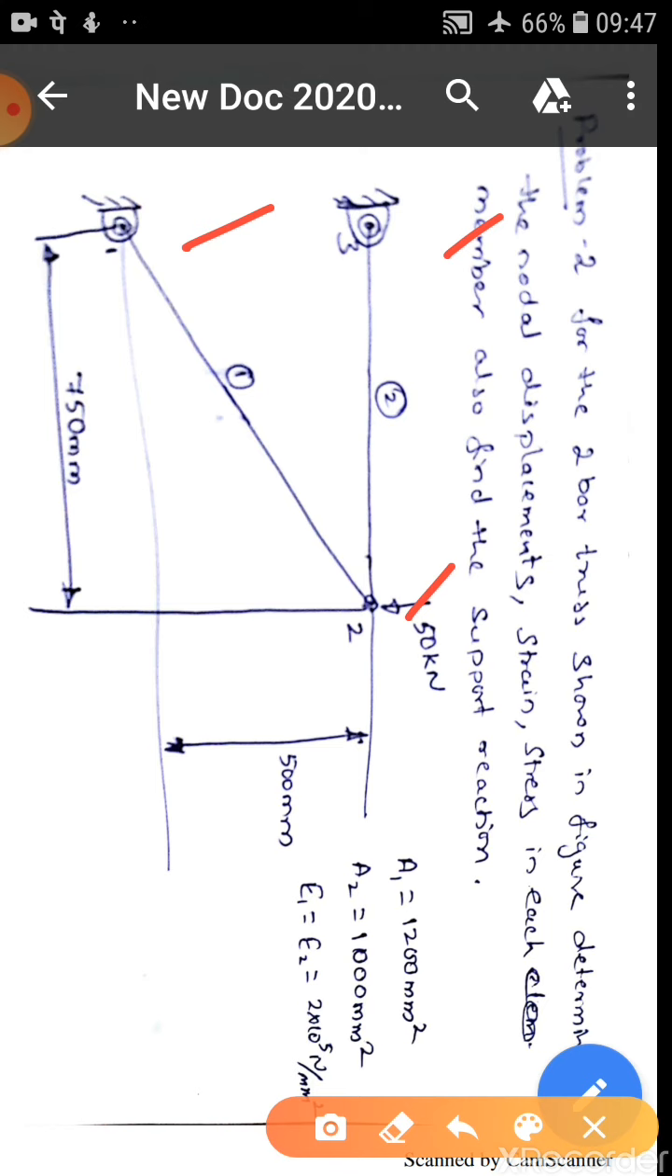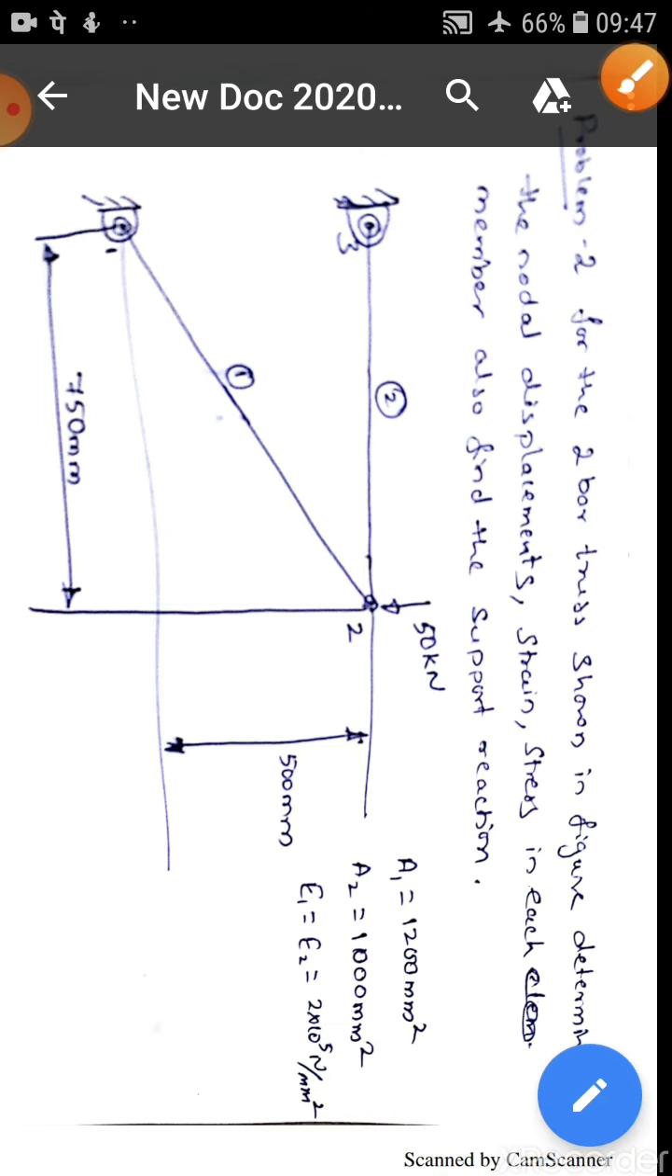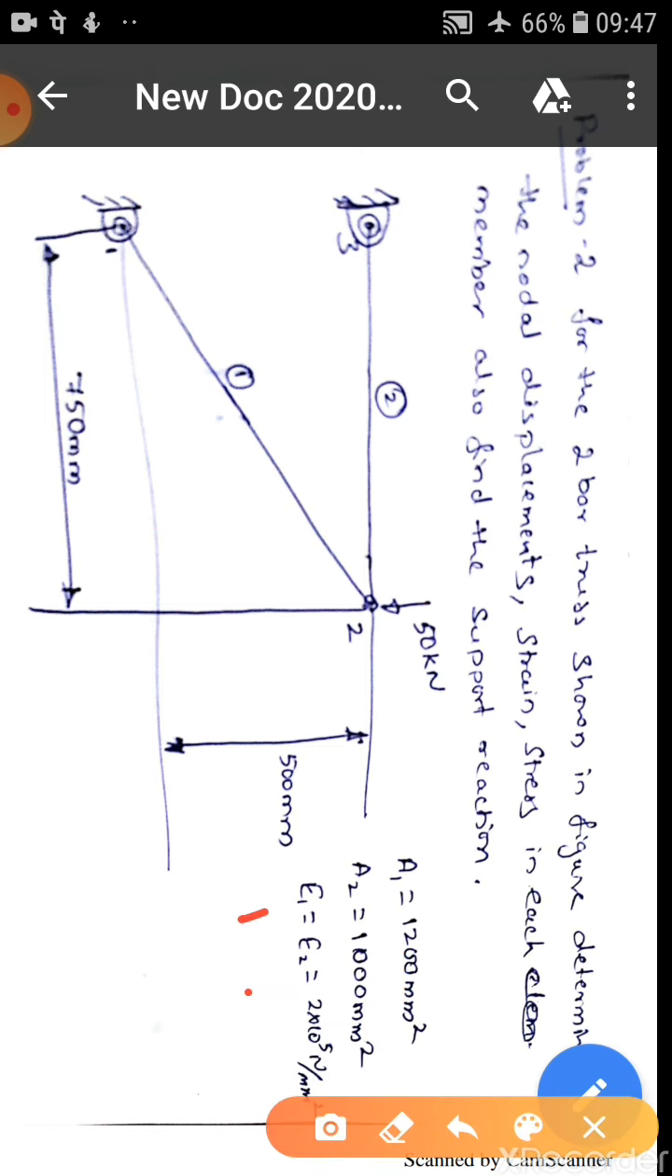I'll give a hint. You can see this length. The length of the second element is given, that is 750 mm. The length of the first element has to be determined using the Pythagoras relation. 500 and 750 are the opposite and adjacent side values. Area for the first element is 200 mm square. Area for the second element is 1000 mm square. The areas for the first and second elements are different in this problem, whereas the Young's modulus is the same for both elements.